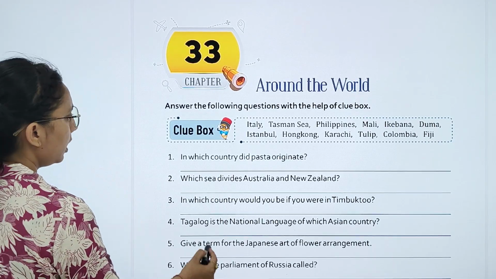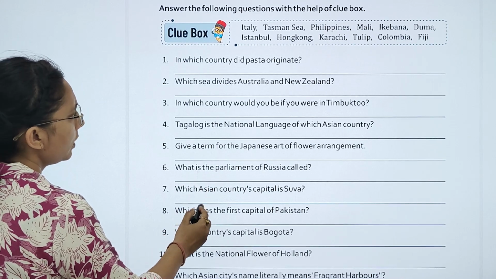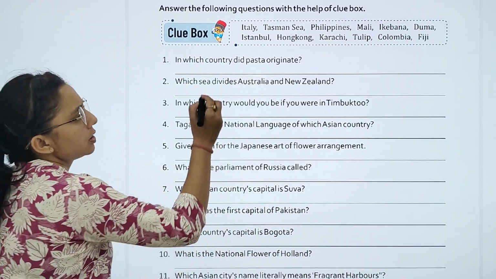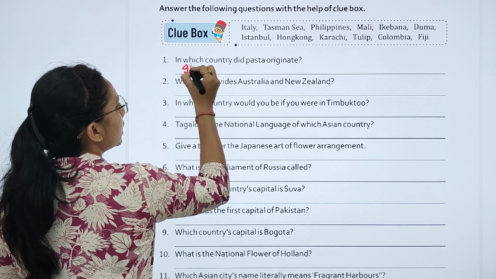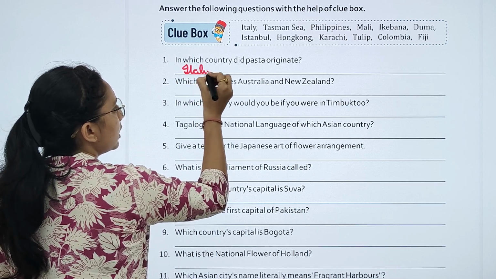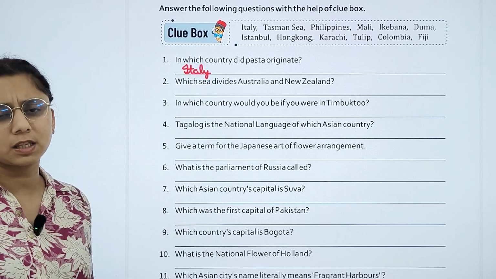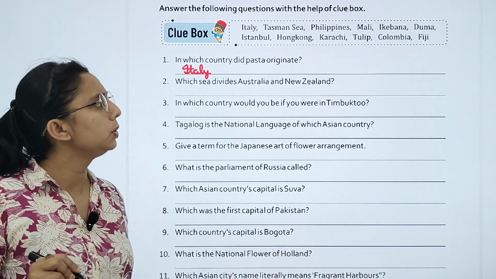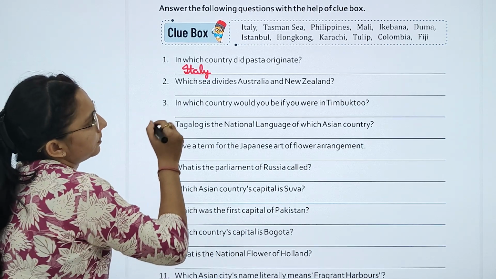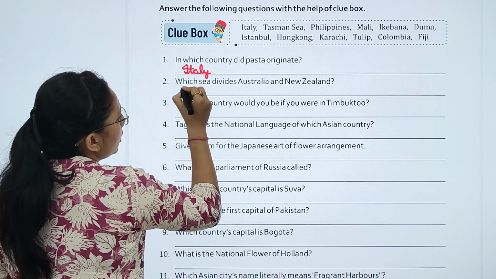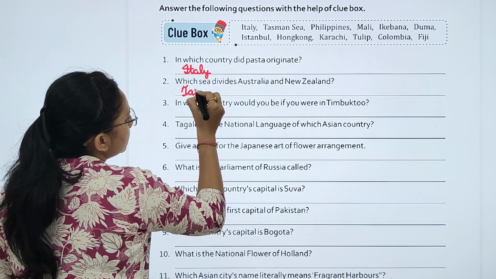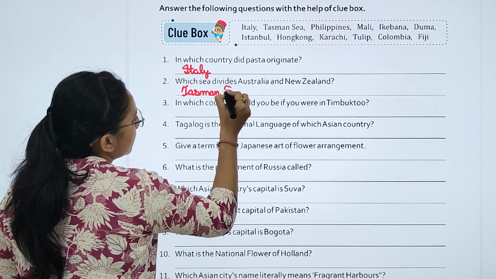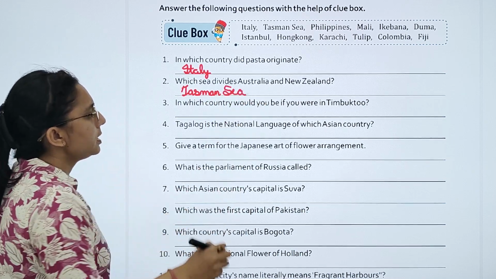Right? So here the clue has been given: in which country did pasta originate? आपको बताना है कौन सी country में pasta originate हुआ था. That is your Italy. Italy is a country where pasta has been originated. Which sea divides Australia and New Zealand? That is Tasman Sea. कौन सा sea करता है? Your Tasman.